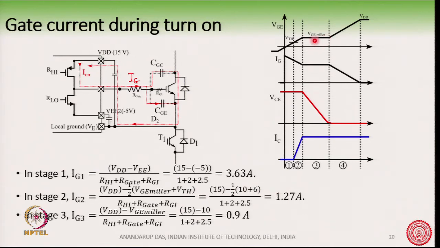In stage 3, the VGE voltage is equal to VGE Miller. So, therefore, IG3 is 15 minus 10 divided by this, and 0.9 ampere. So, we can get a rough approximation of the magnitudes of current which is required. And so, the gate driver circuit should be able to supply this magnitude of current.